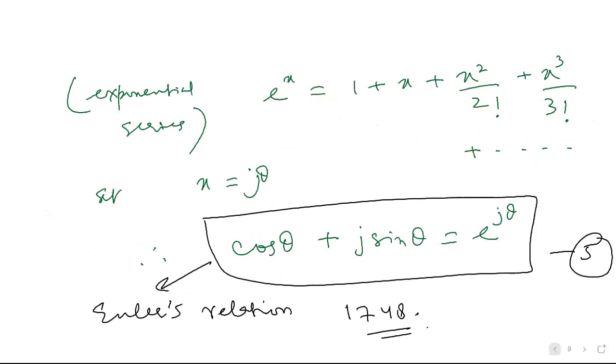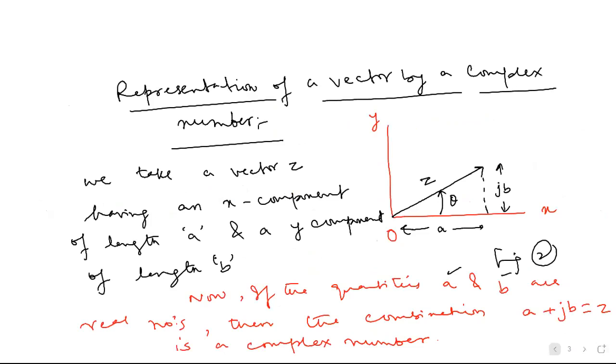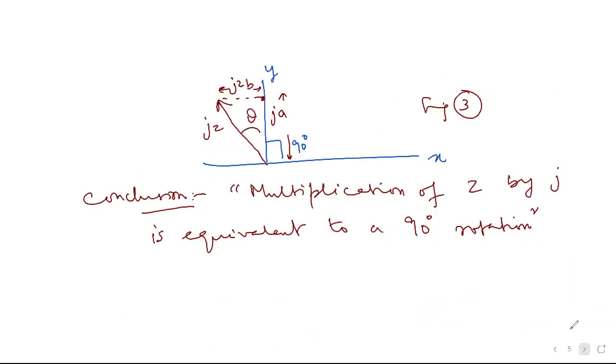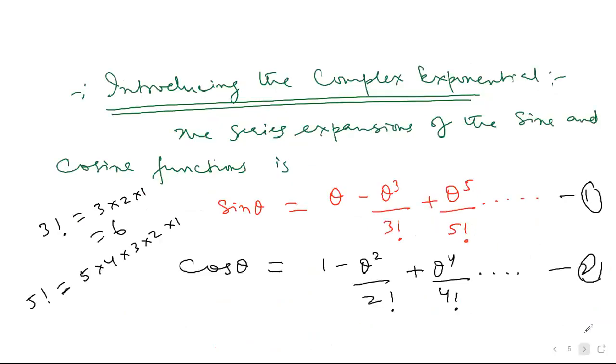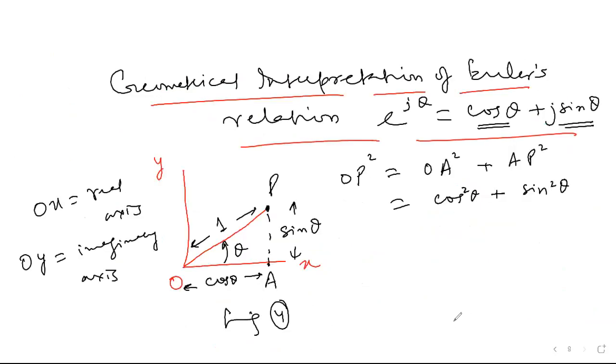Remember, we said if we multiply vector z by j, what happens to it? It is rotated in counterclockwise sense through 90-degree angle. Now there is a general result. What is that general result about this rotation? Let me write.